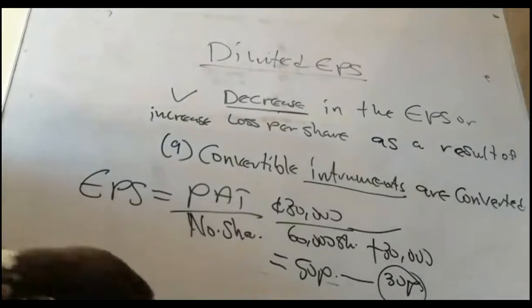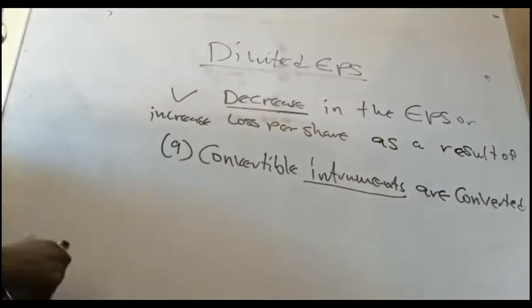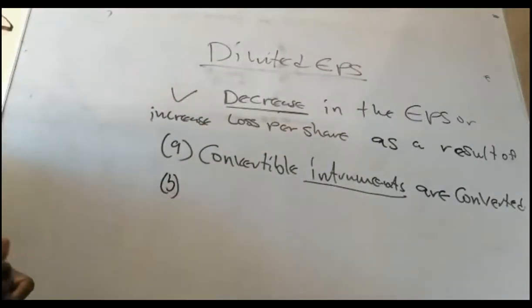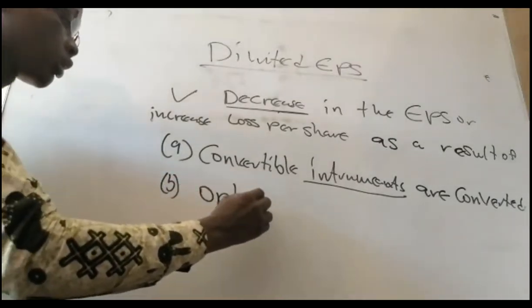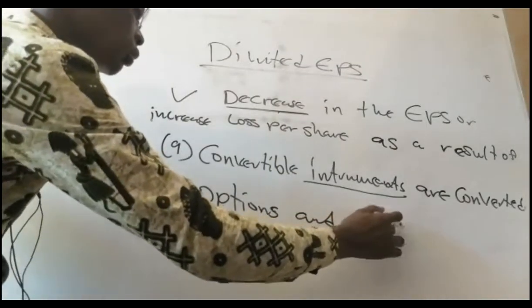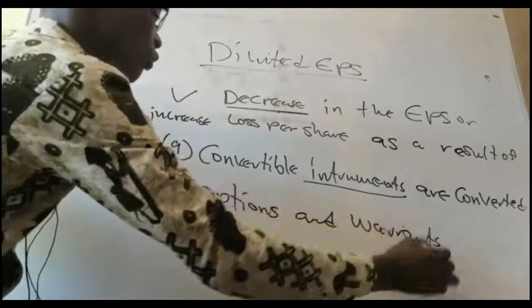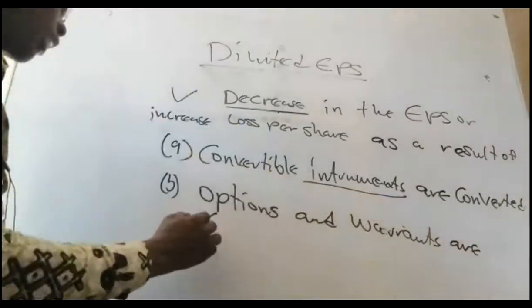Great. So let's continue to look at it in detail. B, I said a convertible instrument is to have what you call options or warrants when they are exercised. So share options and warrants, when they are exercised.